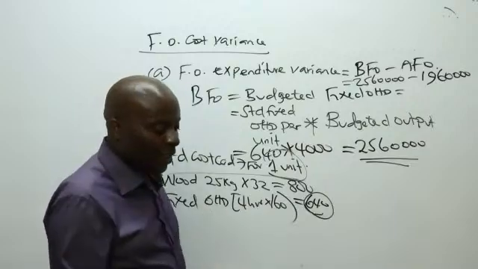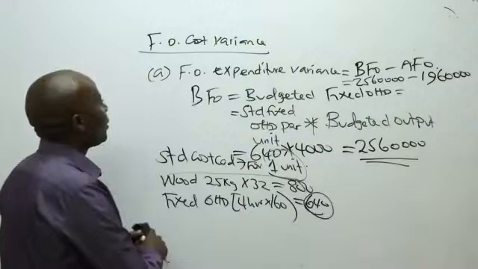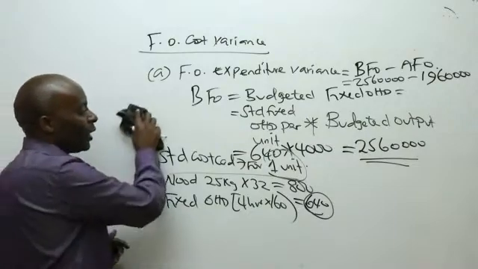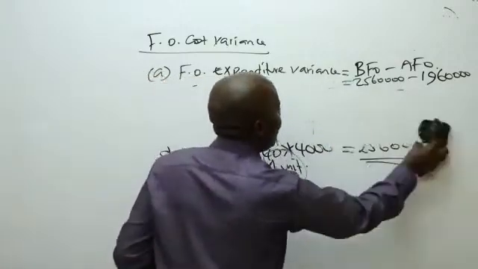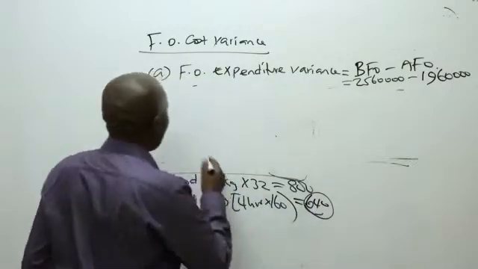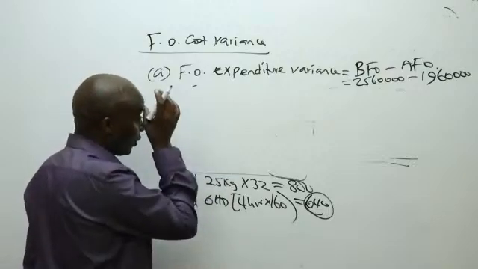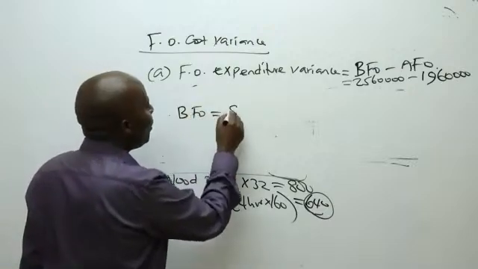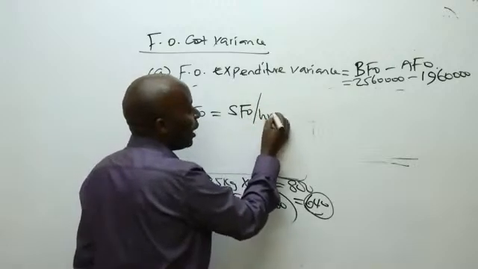There are students who prefer getting this budgeted fixed overheads this way. They will come and tell you, Mwalimu, this is how we prefer getting our fixed overheads. They'll tell you, fine, fixed overhead variance is budgeted fixed overheads minus actual fixed overheads. But for budgeted fixed overheads, there is somebody who will tell you, Mwalimu, work with standard fixed overheads per hour.